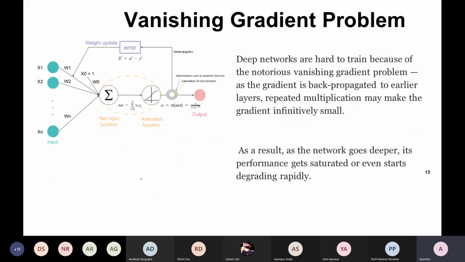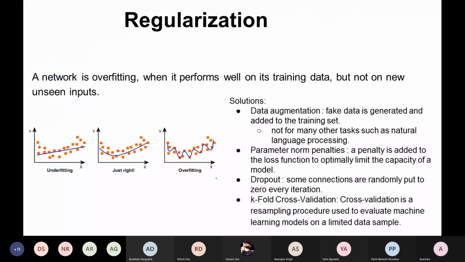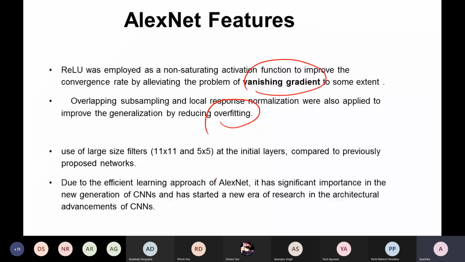Whatever activation function you are choosing will highly impact these components, and that in turn highly impacts whether you are facing a vanishing gradient problem or not. So ReLU is a better choice compared to sigmoid. ReLU was first introduced as an AlexNet feature, and prior to that people mainly used sigmoid or these types of activation functions.